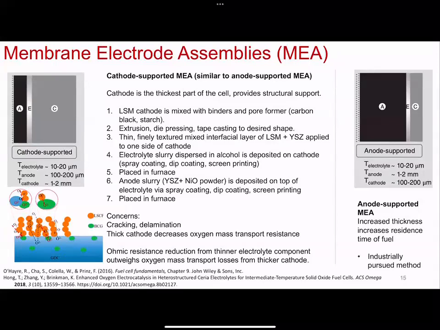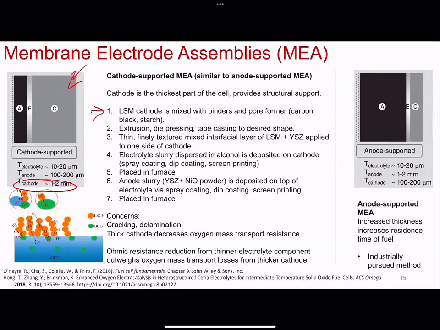All right, so the next two assemblies are different flavors of what I just talked about. Here the cathode comes on first. So here you put down the cathode. You can see the cathode is now going to provide structural support, so it's going to be the thickest component. It's 1 to 2 millimeters.